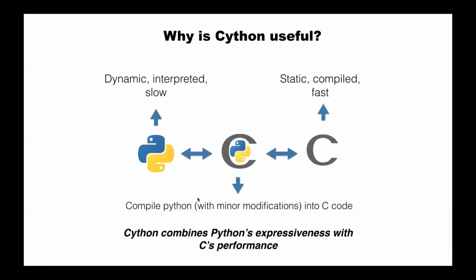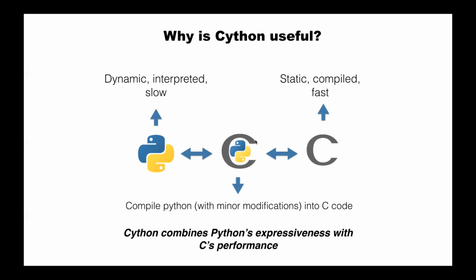Now, why is Cython useful? As we know, Python is dynamic, interpreted, and user-friendly. It's easy to learn, but it's slow. While C is static and compiled, it's fast, but it's kind of difficult to learn. And Cython sits between them and tries to combine the power of both of them. Cython does that by compiling Python code, maybe with minor modifications, into C code. In this way, Cython can combine Python's expressiveness with C's performance.